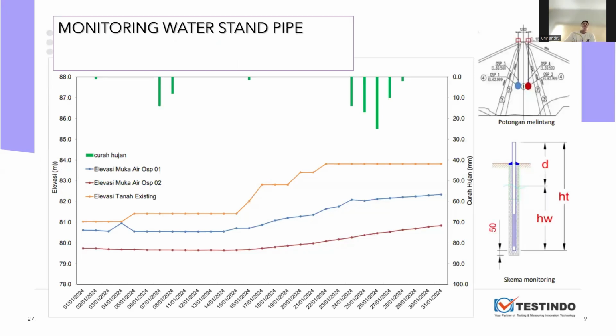This is the result of the standpipe monitoring. This is the vertical elevation, and this is the horizontal one. Every day we can monitor the water standpipe.